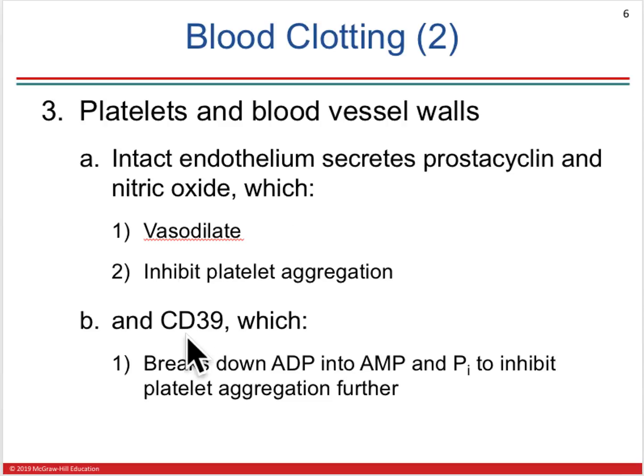They also have this enzyme called CD39. This helps to break down something called adenosine diphosphate into adenosine monophosphate. Adenosine diphosphate is something that also makes platelets sticky to each other and helps them to aggregate. So this helps to prevent that aggregation.